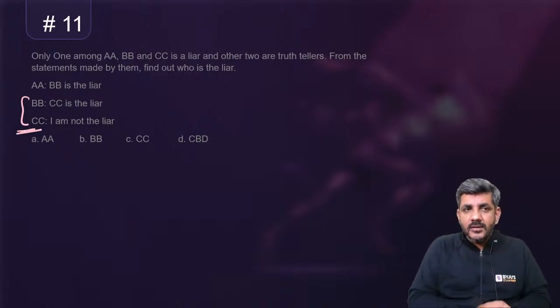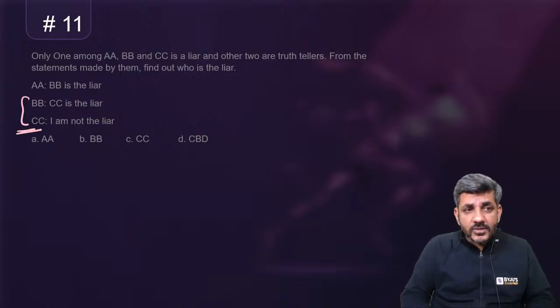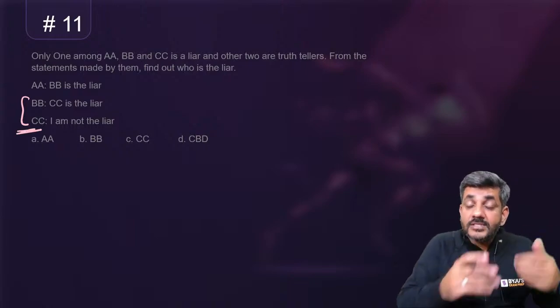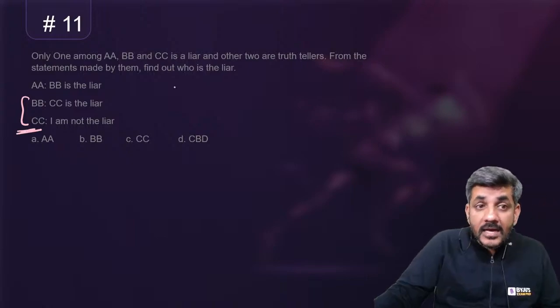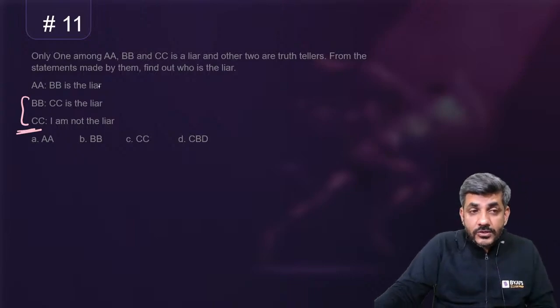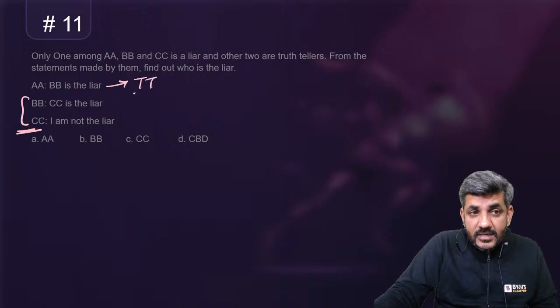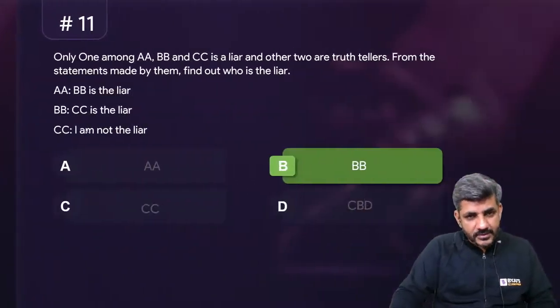They are saying opposite. BB says that CC is a liar. CC says no, I'm not the liar. So either BB is lying or CC is lying, but one thing is for sure, one of them is surely a liar. And there is only one liar. That means that liar is among these two. So this guy is definitely truth teller. And this guy says BB is the liar and he's a truth teller. That means BB is the liar. My answer is option B. Simple.